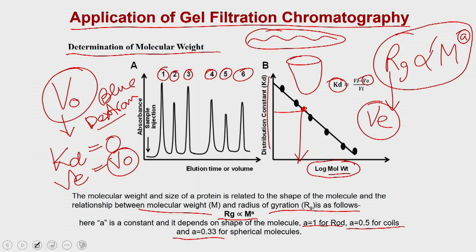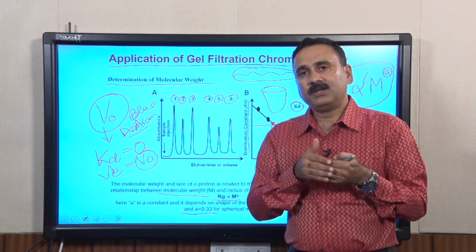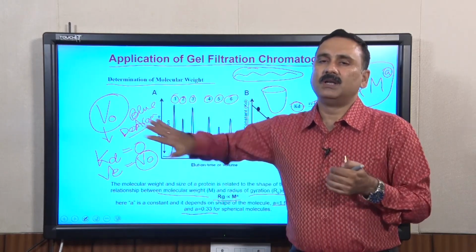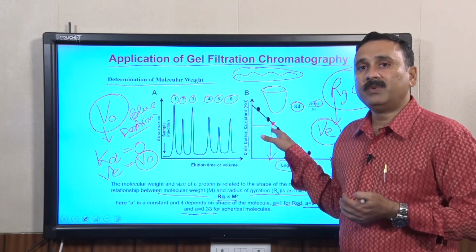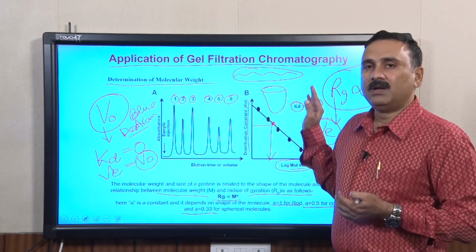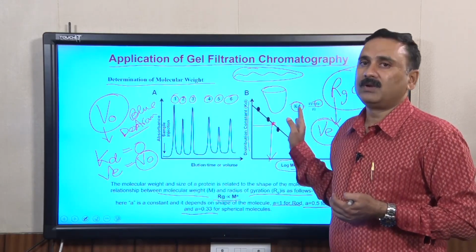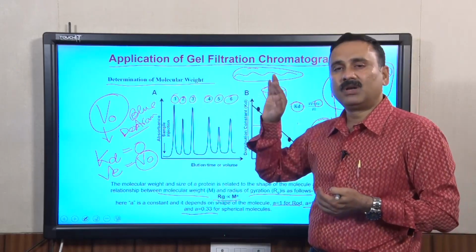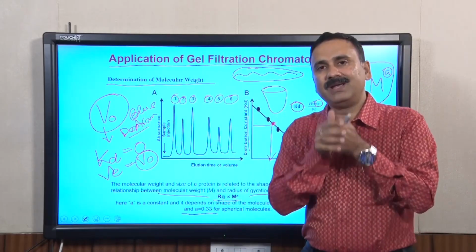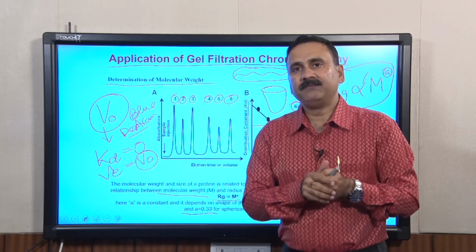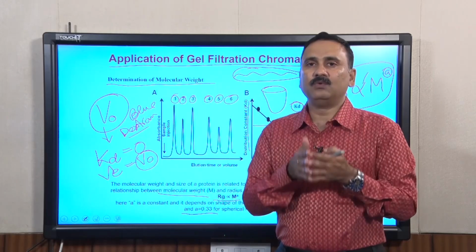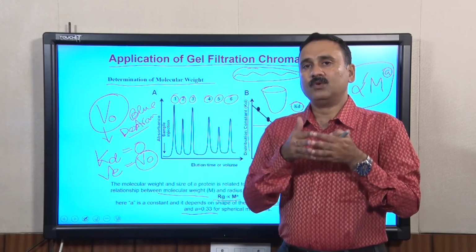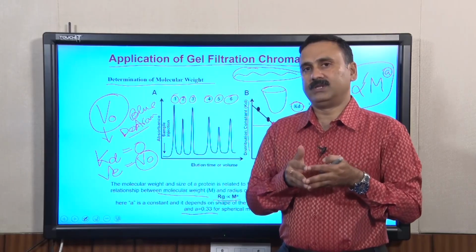So, all these things are relative, whether it is void volume or Kd values. As soon as you change the packing and other conditions, all these parameters are going to change, which means the calibration curve is also not going to hold for that column. You have to draw a new calibration curve if you would like to determine the molecular weight. As long as the column maintains the same packing, you can keep using this calibration curve, but if you change the conditions, you have to redraw the calibration curve to precisely calculate the molecular weights.